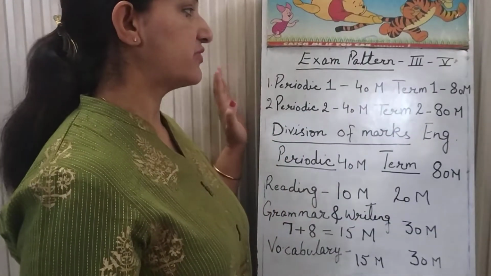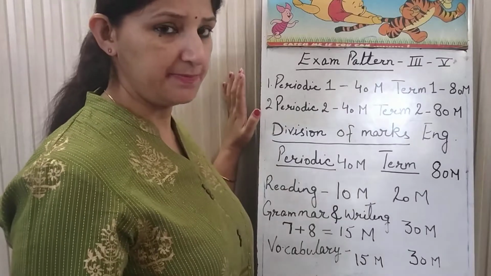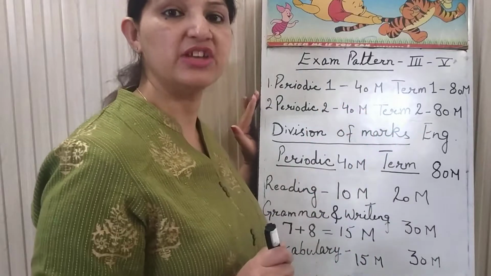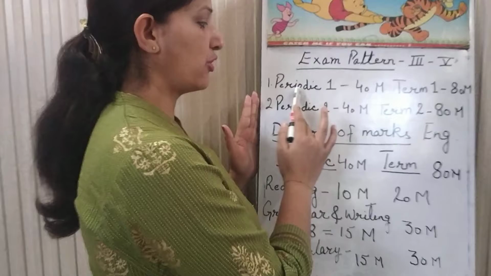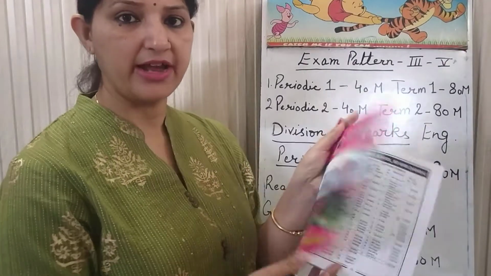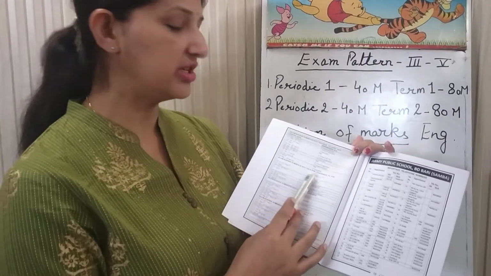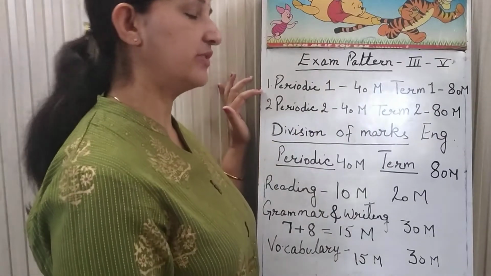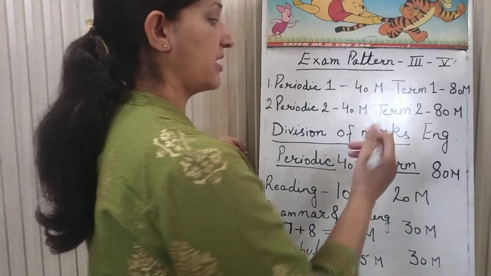In class 3 to 5, we are having 4 exams in a year. The first one is the periodic one of 40 marks, for which at present we are preparing. After conducting this periodic, you will also find a schedule in the school diary. It is given on page number 14. You can find a schedule in which the dates are also mentioned. So in this periodic, we are having the exam of 40 marks.